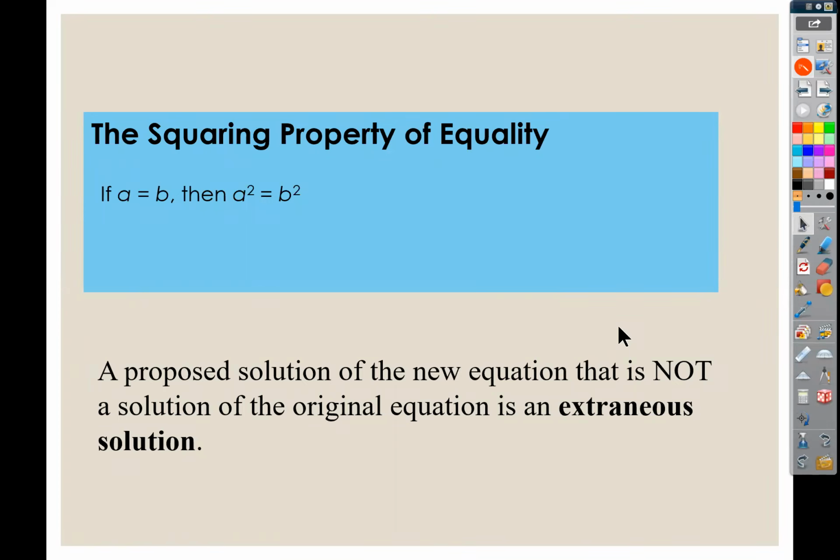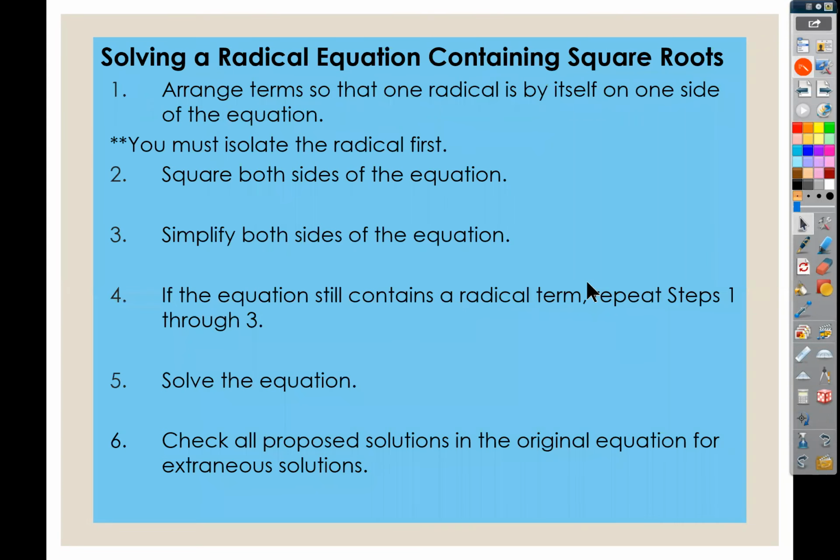The squaring property of equality is if a equals b, then a squared would equal b squared. A proposed solution of the new equation that is not a solution to the original equation is an extraneous solution. So it's a solution that looks true, but when you plug it back in, it doesn't work.